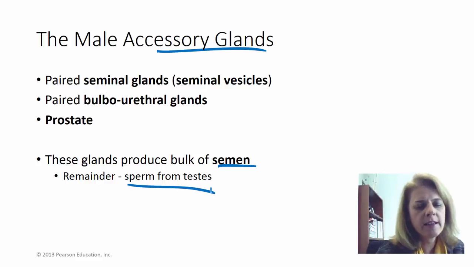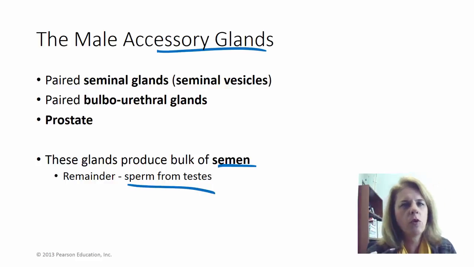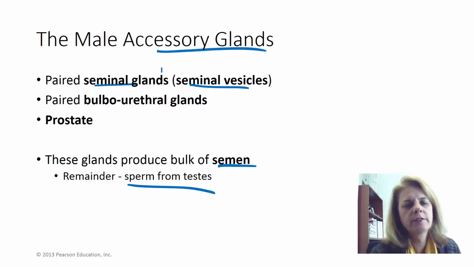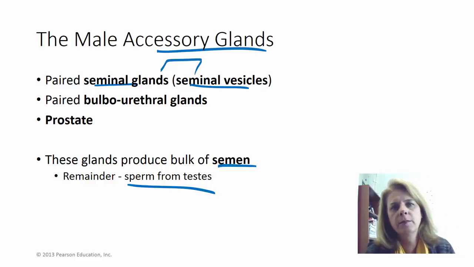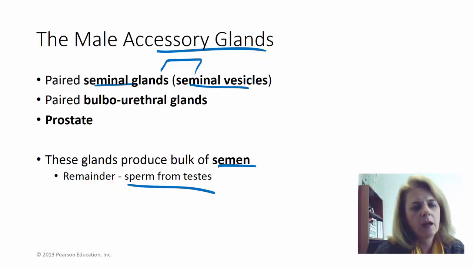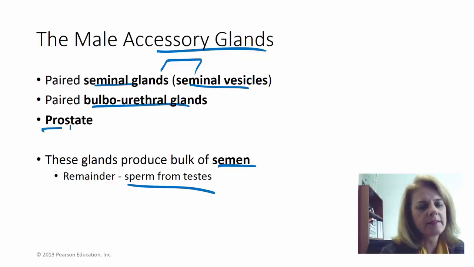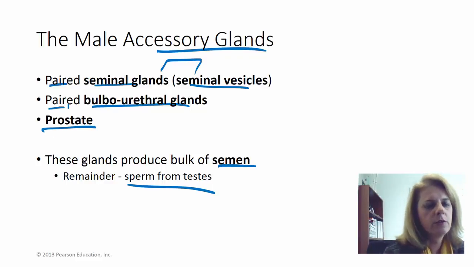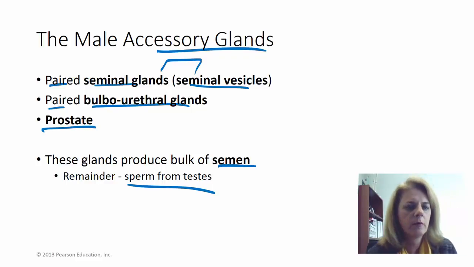The sperm are made in the testes with a little liquid, then more liquid is added as the sperm travel through this duct system. The glands are known as the seminal glands, also the seminal vesicles. Those are the same thing, depending on the book you have and what you've heard before. Then there are the bulbourethral glands, and the prostate. So you have 2 seminal vesicles, 2 bulbourethral glands, and 1 prostate.